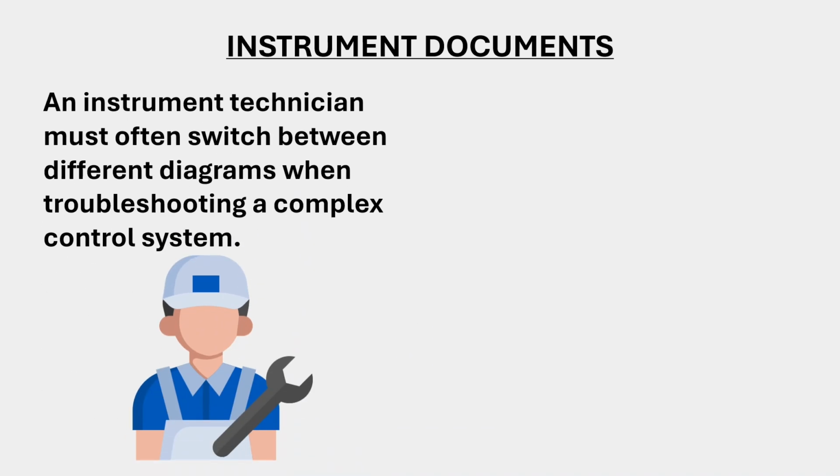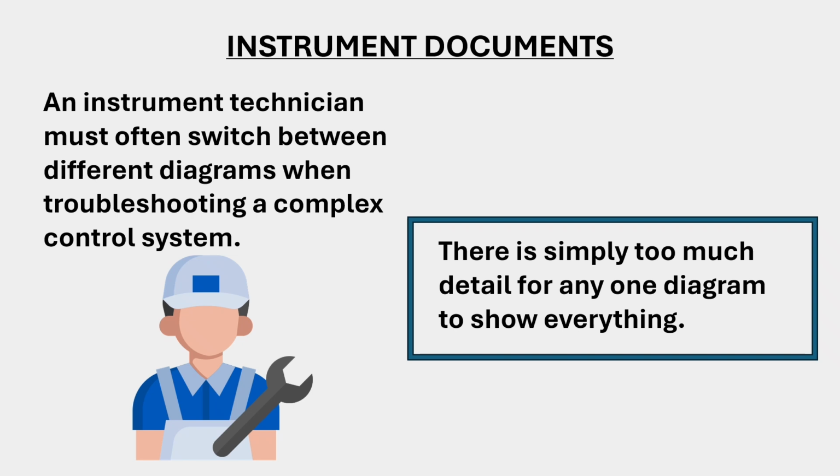In instrumentation, no single document can show everything. If you try to put all process details, wiring, and control logic into one sheet, it becomes impossible to read. That's why we have different levels, each focusing on a specific layer of information. Some diagrams will show the process, others will focus on the instruments, and some will show how everything works together logically.